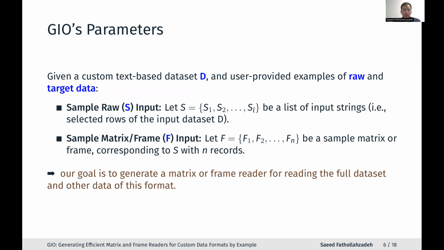Formally, given a custom text dataset D, we ask the user to provide two examples. First, a sample raw input string from selected rows of the dataset. Second, a sample frame or matrix corresponding to the sample raw. In the rest of the talk, we will generate readers by using these two examples.